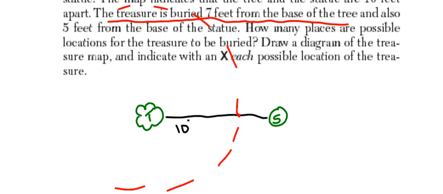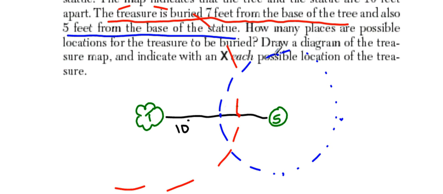The second criteria that needs to be met is that this treasure needs to be exactly 5 feet away from the base of the statue. Well, if this guy was 7 feet and this guy has to be 5 feet away from the statue, these two guys are just going to barely overlap. So the blue dotted locus represents the second set of conditions. They want us to now mark with an X possible places for the treasure to be buried. So right there and right there.